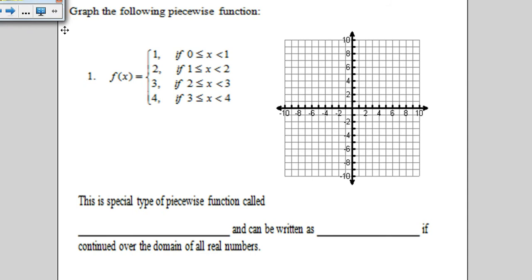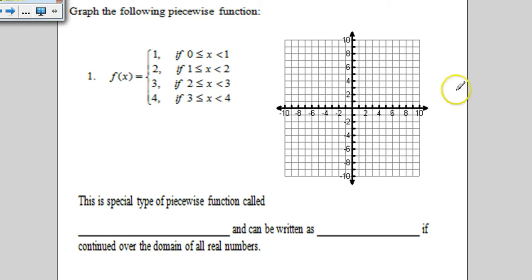So f of x has 4 parts, 1, 2, 3, and 4, depending on which domain you're on. If you're between 0 and 1, your function is going to graph at a 1. Between 1 and 2, it's going to graph a 2. Between 2 and 3, it's going to graph a 3. And between 3 and 4, it's going to graph a 4. So let's look at what this looks like, because it's kind of strange.